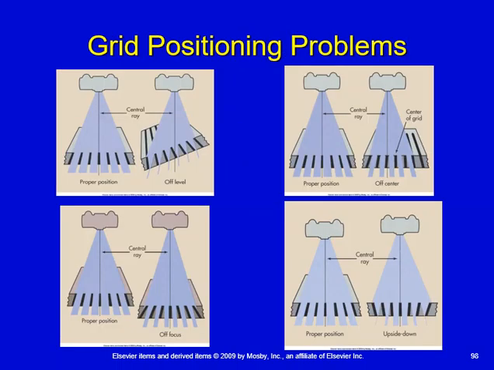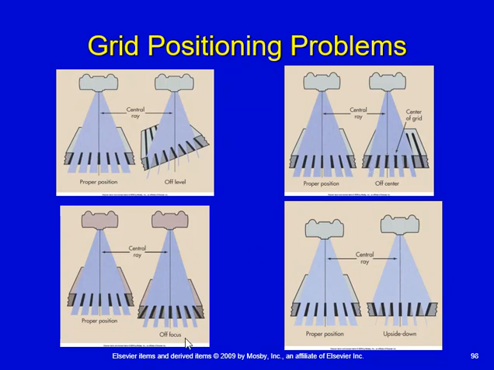A graphic of what you get with grid cutoff if you have a tilted grid, which is what some textbooks will refer to as an off-level grid, then your central ray is not going to be parallel to the grid strips. If you have off-centering off to one side, then you can kind of see how it is that you're going to have misalignment between the divergent central ray and the grid strips.